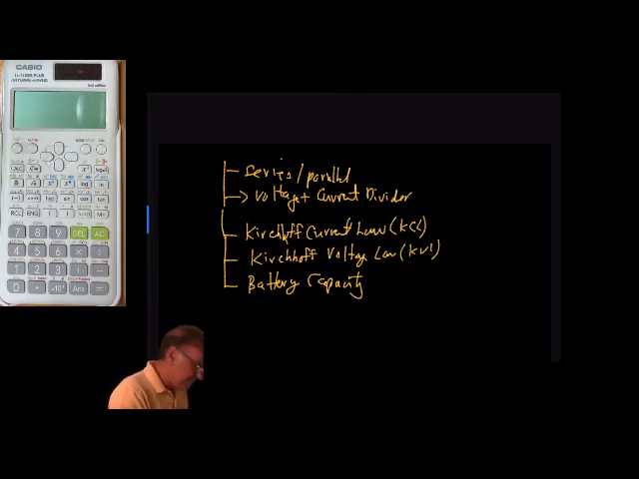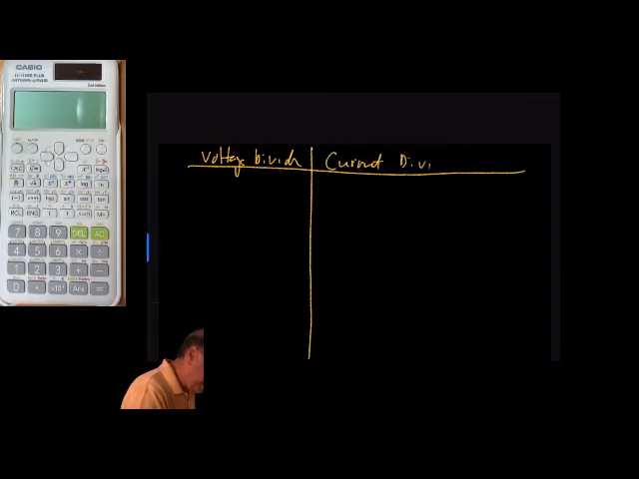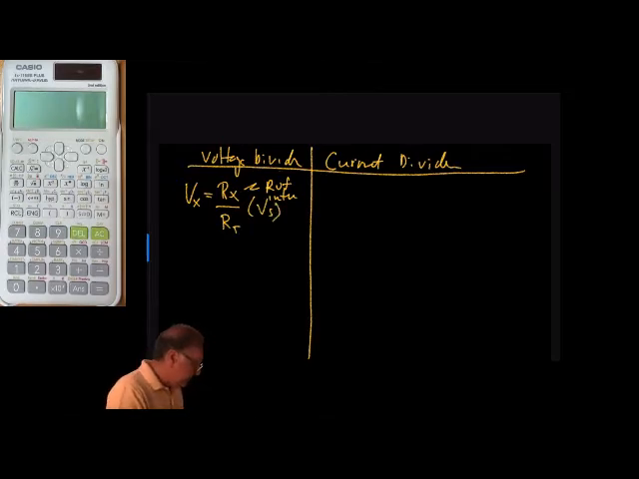So let's review the current and voltage divider. So we have the voltage divider and the current divider. Vx, which is the voltage, equals Rx, which is the resistance of interest, over R total, times the voltage source, where RT is applicable to series circuits only.